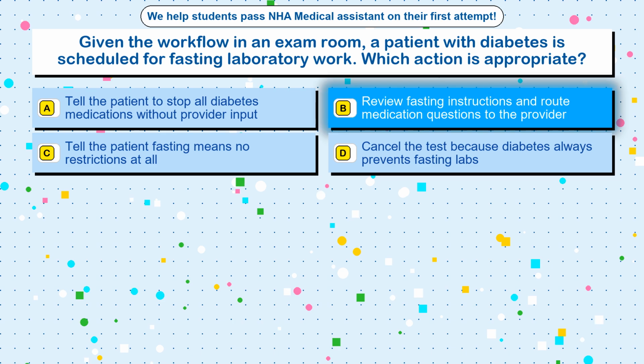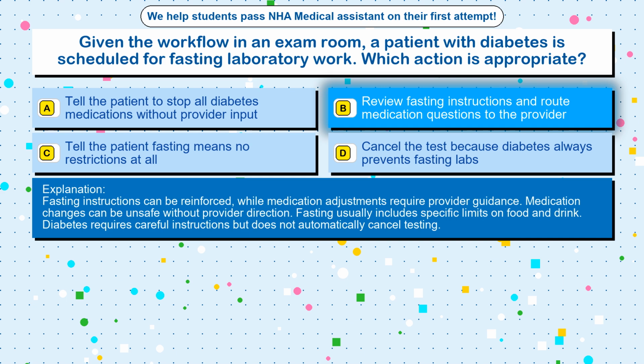The correct answer is option B. Review fasting instructions and route medication questions to the provider. Fasting instructions can be reinforced, while medication adjustments require provider guidance. Medication changes can be unsafe without provider direction. Fasting usually includes specific limits on food and drink. Diabetes requires careful instructions but does not automatically cancel testing.